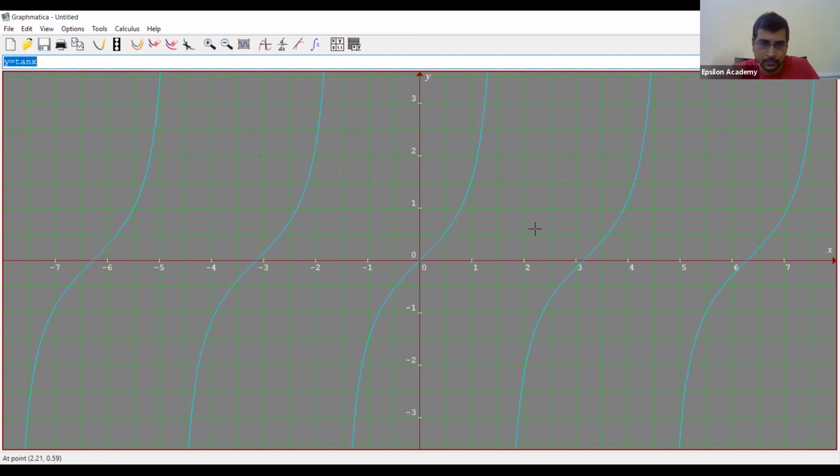It keeps on going. Between every minus pi/2 to pi/2, I'm able to find a shape like this, and a shape like this, in the form of this curve. Right? So what restriction do I need to create so that it becomes a one-to-one function? Between minus pi/2 to pi/2. Perfect. It should be between minus pi/2 to pi/2.